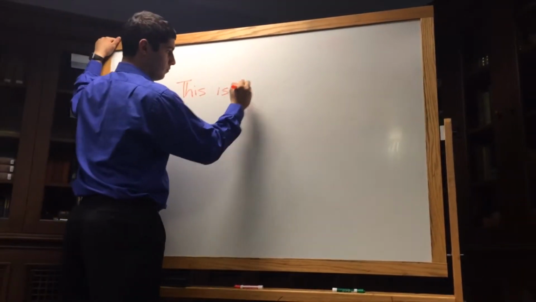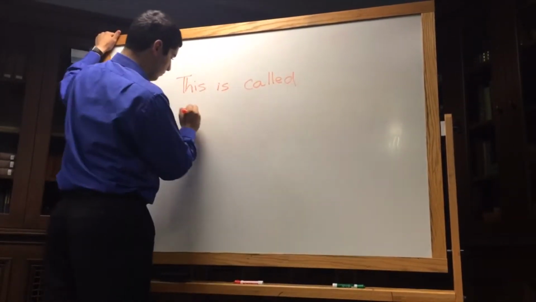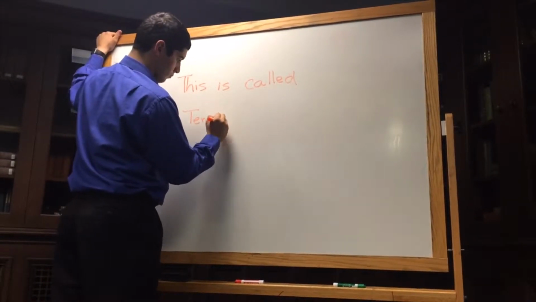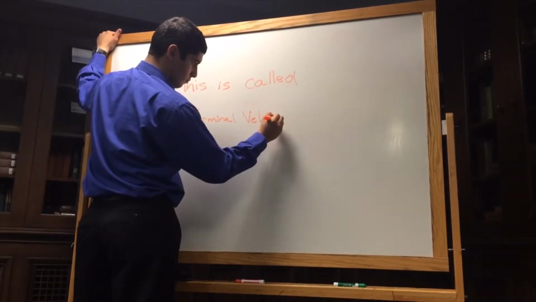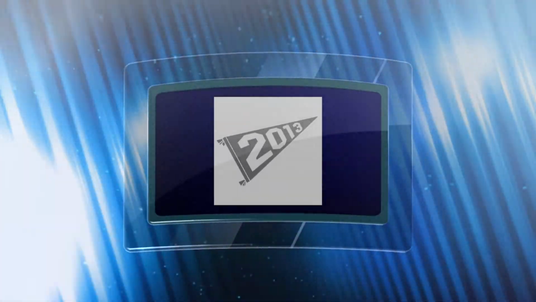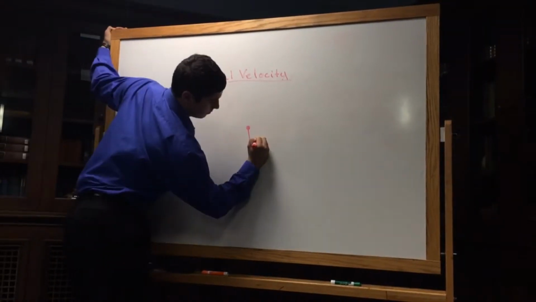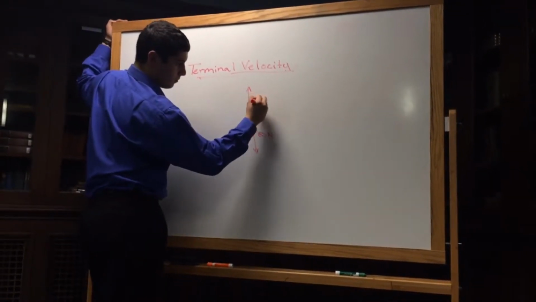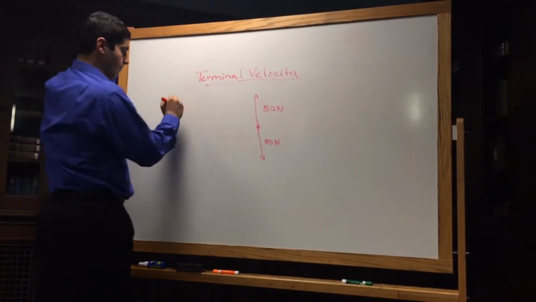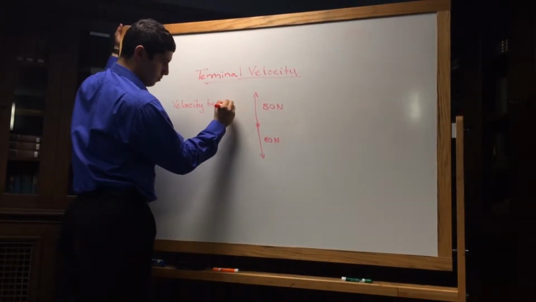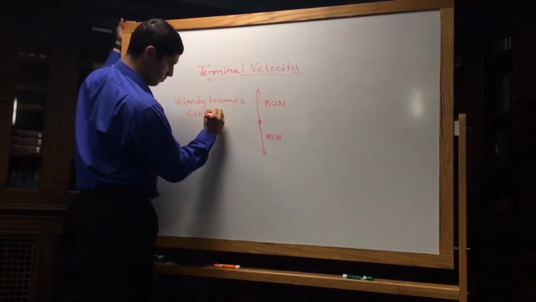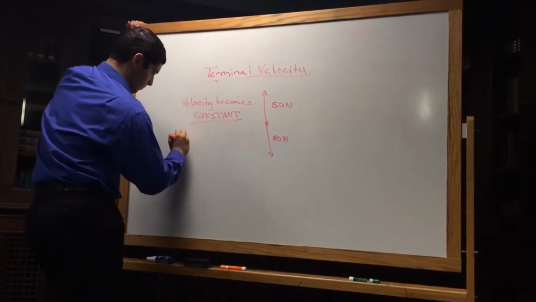As an object falls, the velocity and air resistance become equal. This is called terminal velocity. There are two terminal velocities, terminal velocity A and terminal velocity B. Terminal velocity A is before the parachute opens. Terminal velocity B is after it opens.